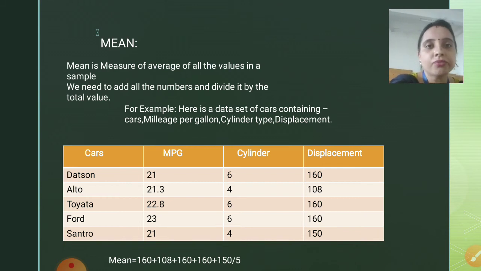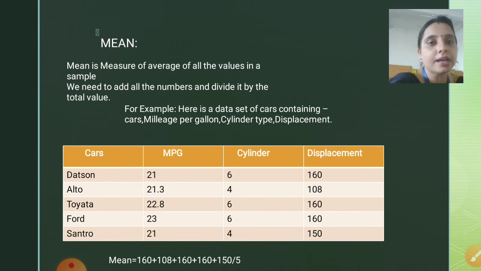We have a list of 5 cars, Datsun, Alto, Toyota, Ford and Santro, and we have columns for MPG, cylinder and displacement. For example, if I need to calculate the mean of the displacement of the cars, how am I going to do that? I am going to add all the displacement values of all the cars, that is 160 plus 108 plus 160 plus 160 plus 150, and divide by the total number of values.